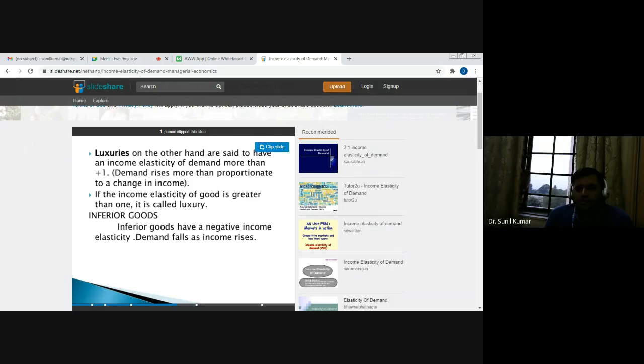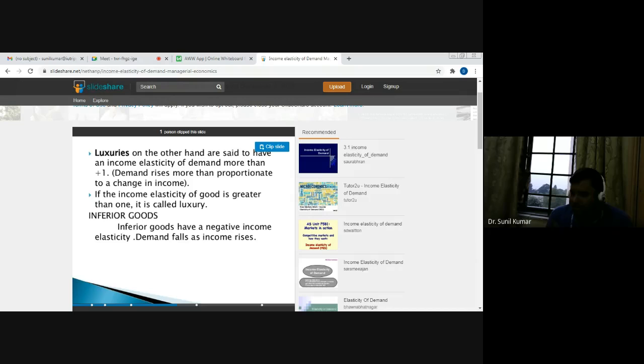In luxurious goods, the demand will increase. And if we look at inferior goods, then ultimately there will be a negative impact, or a negative demand curve, because when income increases, people buy superior goods and they never follow inferior goods.